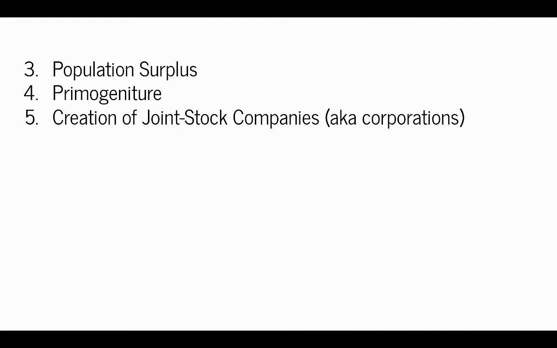Primogeniture, number 4, is the idea that the firstborn son should always inherit the land, the business, the title, that type of thing.